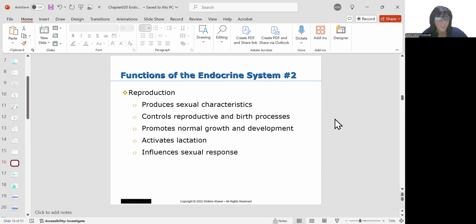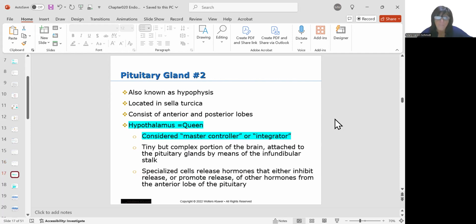It has to do with reproduction. It produces sex characteristics, reproductive processes and birth processes, normal growth and development, makes you lactate, and influences our sexual responses. Pituitary gland, the hypophysis. This is more about the hypophysis. It's located in the sella turcica, and it has anterior and posterior lobes. We talked about that. And the hypothalamus, like I said, is the queen.